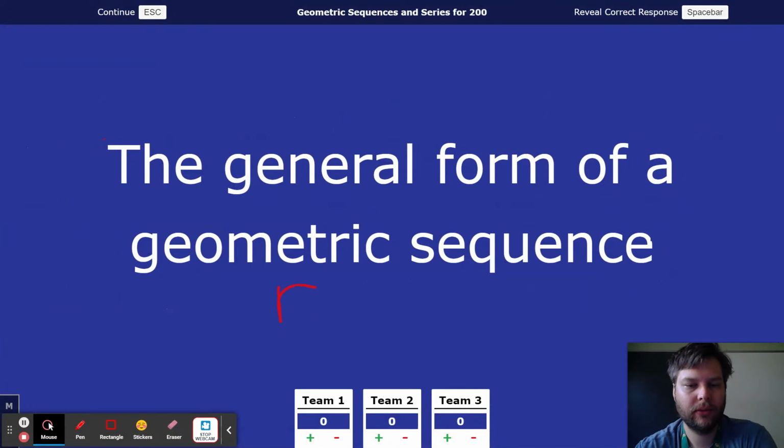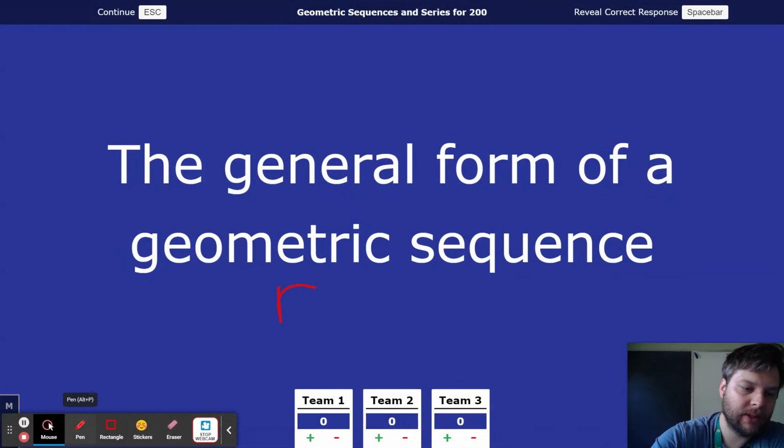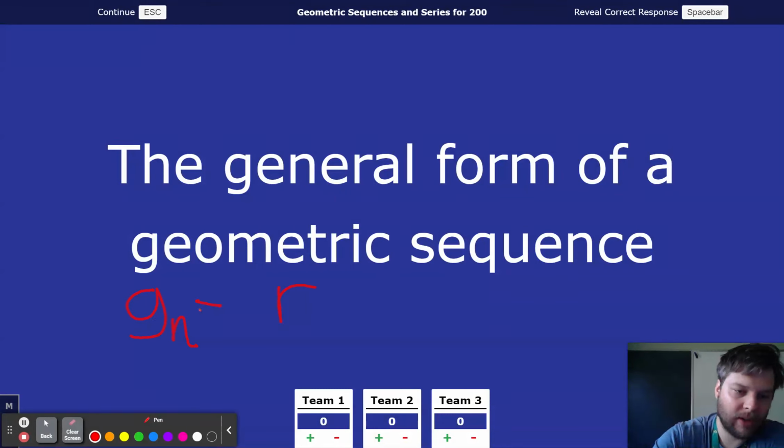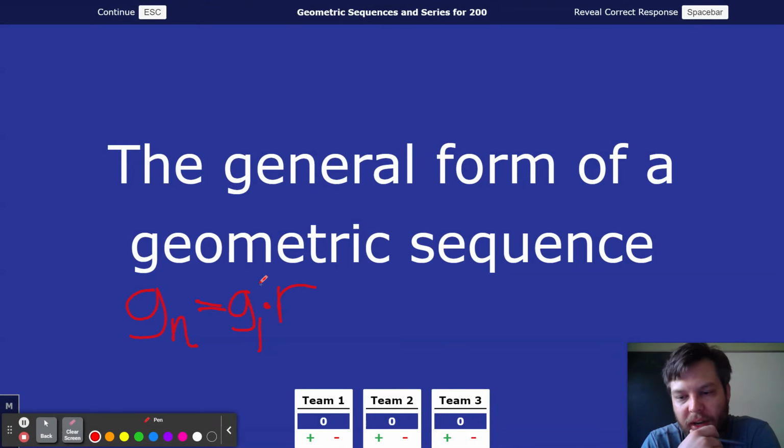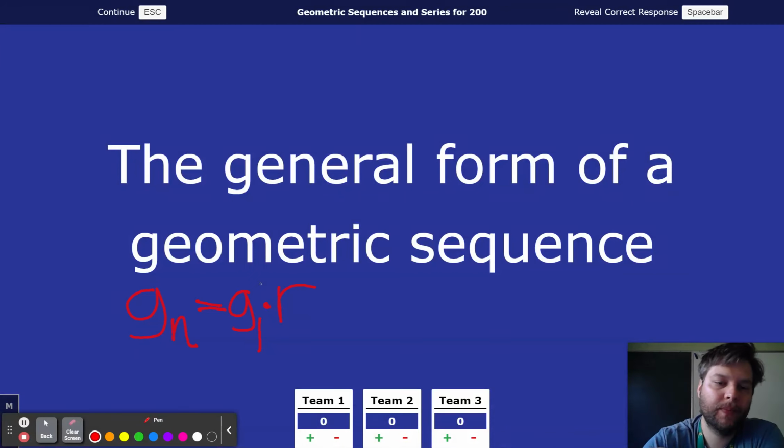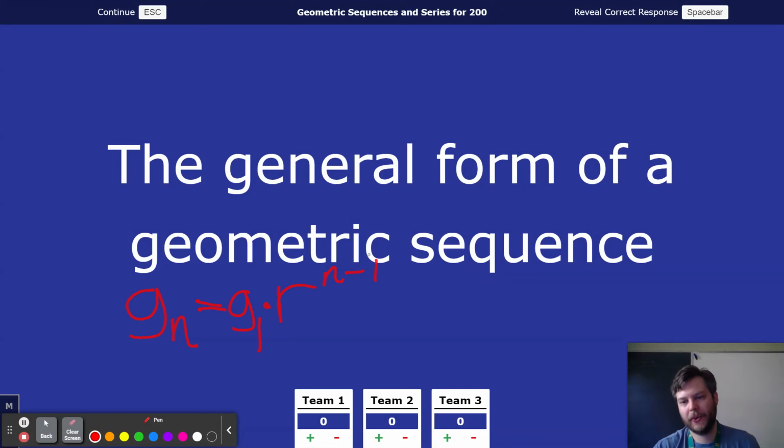The general form of a geometric sequence. Well, that means you're looking for a formula to get to any term you care about. What you do is you start with the first term and you multiply by the common ratio over and over again. You multiply by it n minus 1 times. Okay? You don't multiply it n times. That would get you too far.